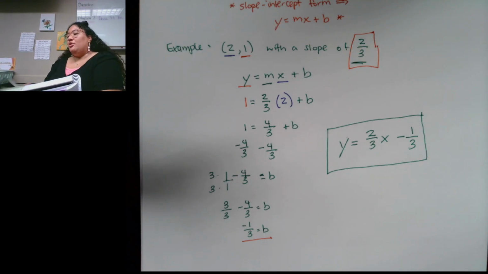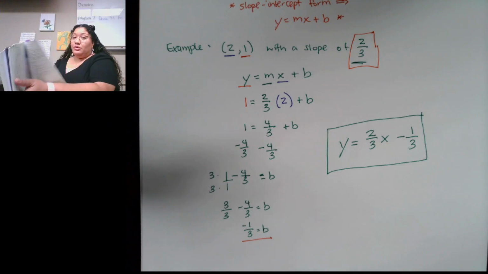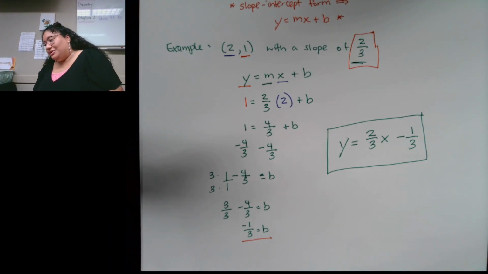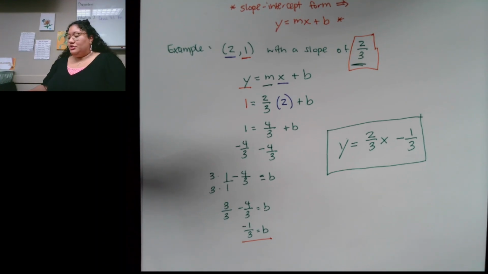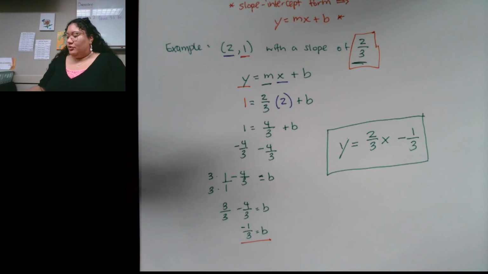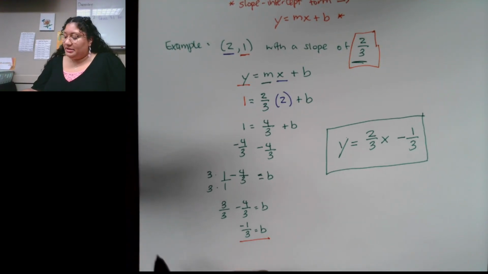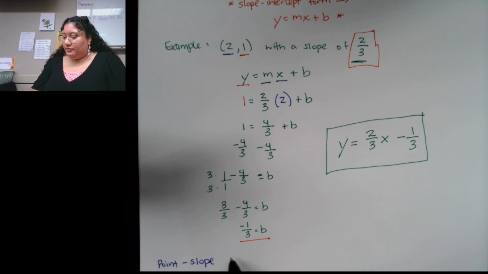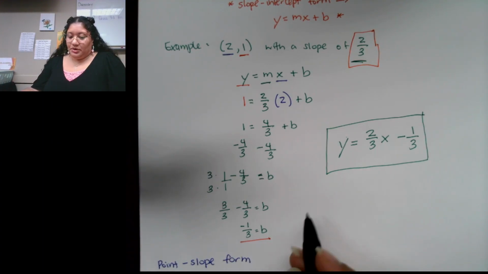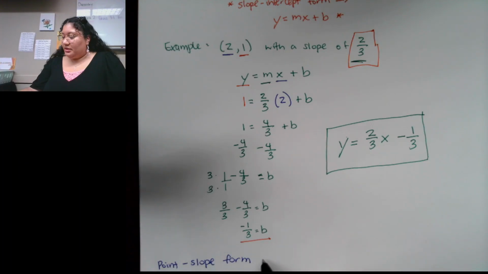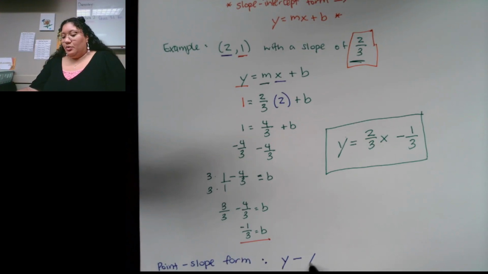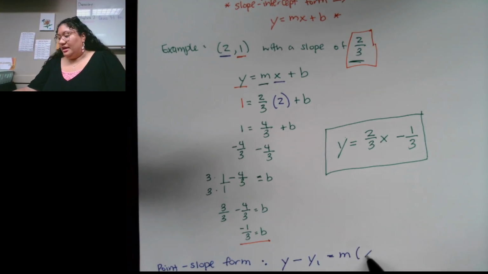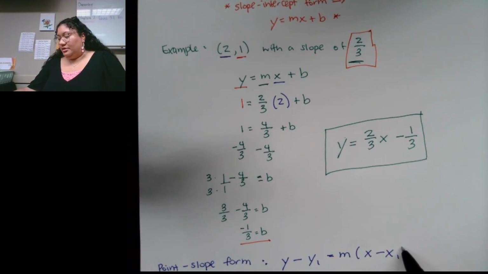Now, we don't only have the standard form, we don't only have function notation, and we don't only have slope-intercept form. We also have this other form called our point slope form. This one will look like y minus y1 equals m parentheses x minus x1.